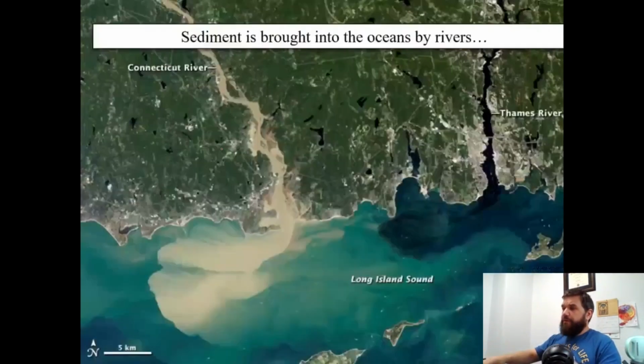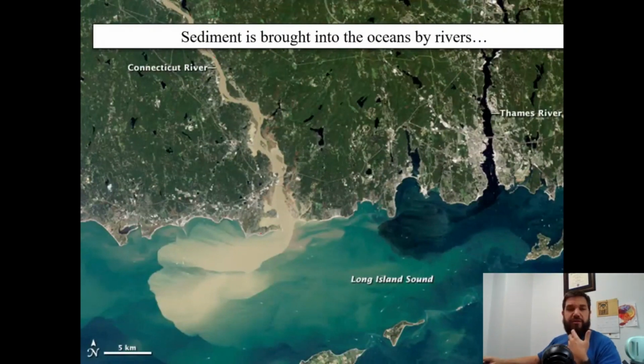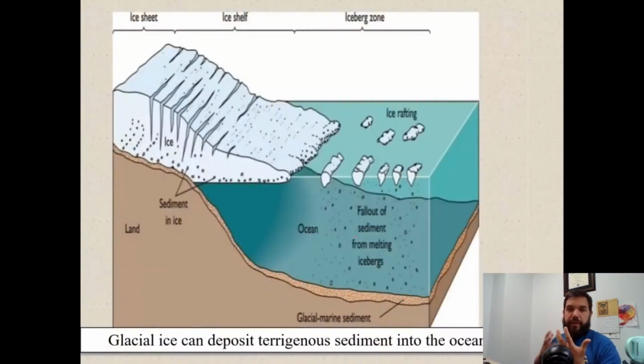It could be from rivers, right? Here's a picture of the muddy Connecticut River bringing its sediment-laden water into the Long Island Sound. And you see all the muddy water mixing with the ocean water. It could be from ice, from glaciers. Glaciers flow, and they're able to pick up sediment and transport that sediment into the ocean. As the glacier breaks off, we have a special word for that, we call it calving. As it calves off, it floats off and deposits that sediment deep into the ocean.